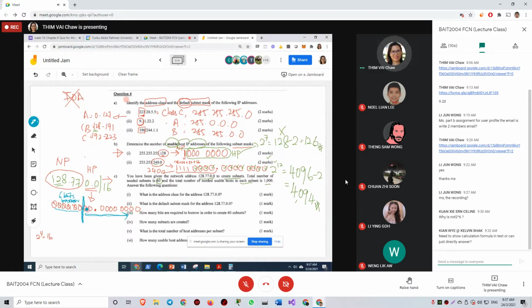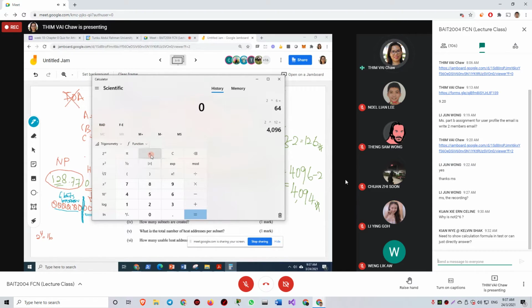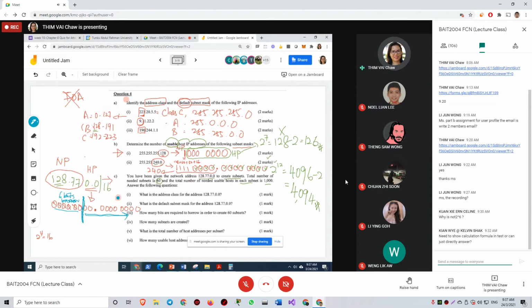You have 8 plus 2, which is 10 host bits. So 2 to the power of 10 is 1024, minus 2, gives you 1022 addresses. Still enough, right? Because you want 1,000. For each subnet, I give you 1022 addresses, which is enough already. So before I introduce the magic number, let us go through the questions.